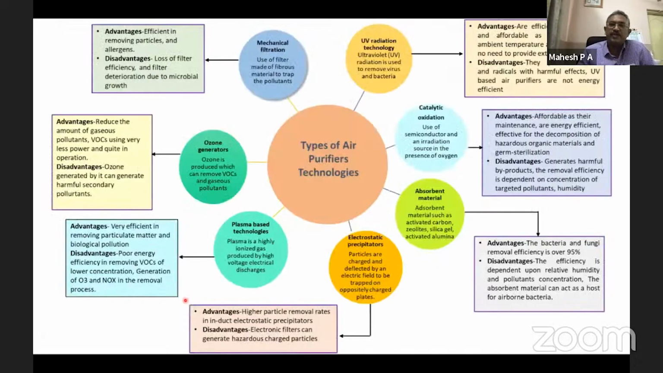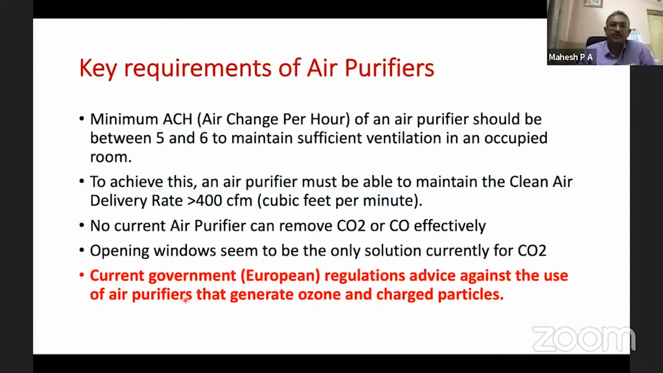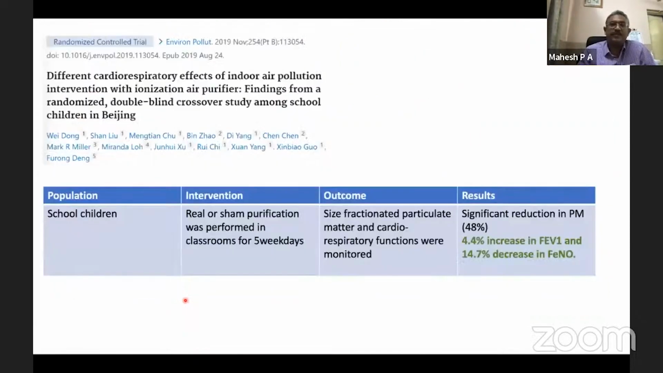The types of air purifier have already been dealt with by Professor Killani. It is important that these all have a good removal efficiency, but the most important thing is you should not use ozone and ionic charge devices, because they themselves can cause a lot of diseases. Especially the ionic charge is known to cause cardiac events. When an indoor air purifier is used, you can find that the PM2.5 is reduced, lung function is improved in an asthmatic, FeNO is reduced, so it is good.